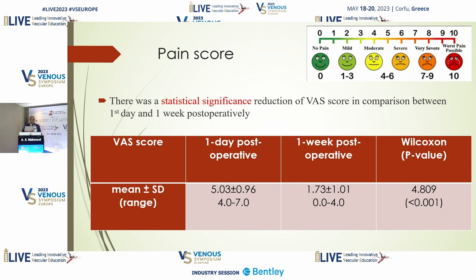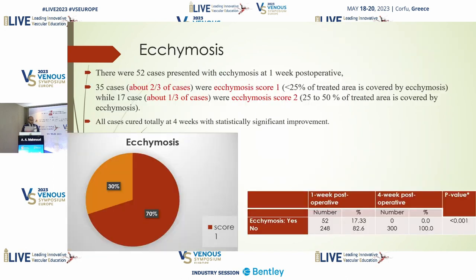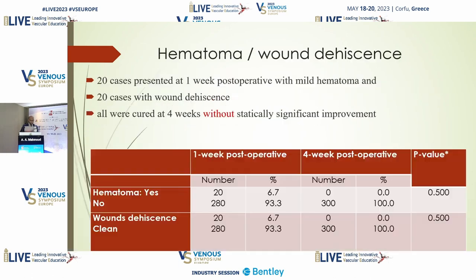Pain score: there was a statistically significant reduction of VAS score in comparison between first day and 1 week post-operatively. Ecchymosis: there were 52 cases presented with ecchymosis at 1 week post-operative. 35 cases, about 2/3 of the cases, were ecchymosis score 1, that means less than 25% of treated area is covered by ecchymosis, while 17 cases, about 1/3 of the cases, were ecchymosis score 2, that means 25 to 50% of treated area is covered by ecchymosis. All cases cured totally at 4th week with statistically significant improvements.